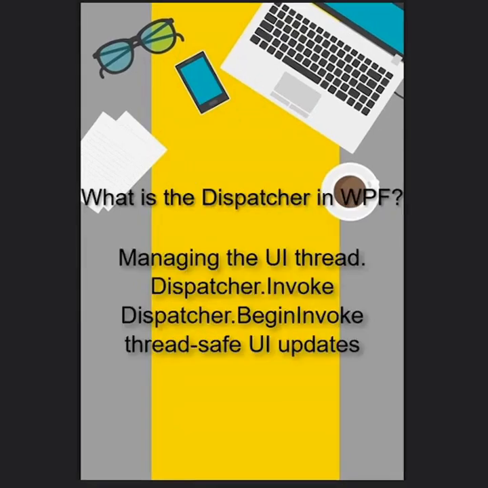What is dispatcher in WPF? In WPF, the dispatcher is responsible for managing the UI thread. It ensures that UI elements are updated safely from the main thread. If you are working with multiple threads, any update to the UI needs to be done via the dispatcher. Use Dispatcher.Invoke or Dispatcher.BeginInvoke to handle this. The dispatcher is the go-to for thread-safe UI updates.